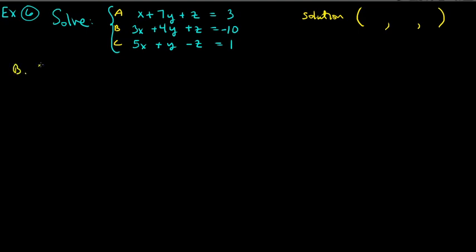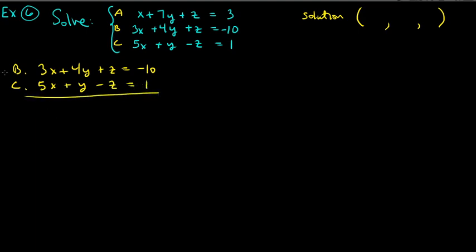So let's write them over here. 3x plus 4y plus z equals negative 10. And then equation C is 5x plus y minus z equals 1. So when you add these together, you get 8x plus 5y plus 0z equals negative 9. Okay, so there's one equation without a z in it. That's supposed to be an 8.